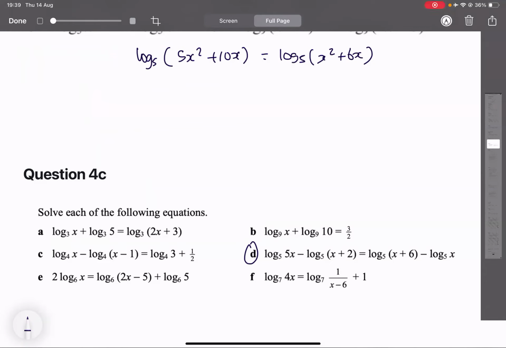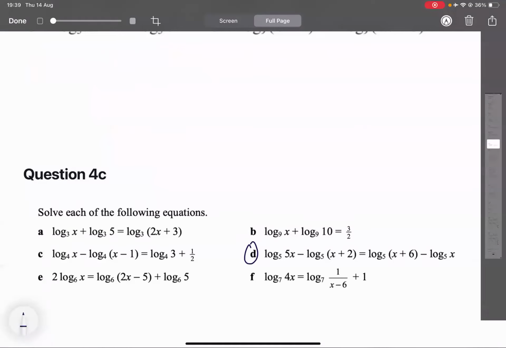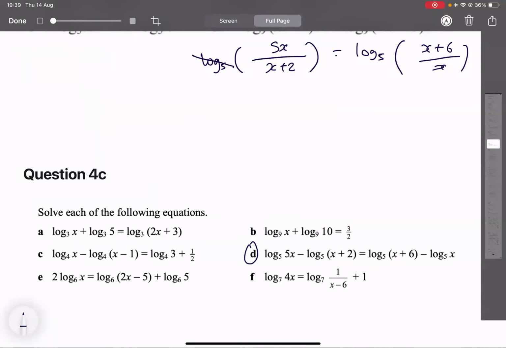Oh wait, no, I've done the first one wrong, haven't I? What mistake did I make? Actually I got them both wrong because I times them by accident. What should I have done? I didn't read it properly. Well, I wrote 5x over x plus 2 equals log 5, x plus 6 over x. Yeah, that's better. Good. And then I took the logs and then I cross multiplied. Perfect. Then 5x squared equals x plus 6, x plus 2.